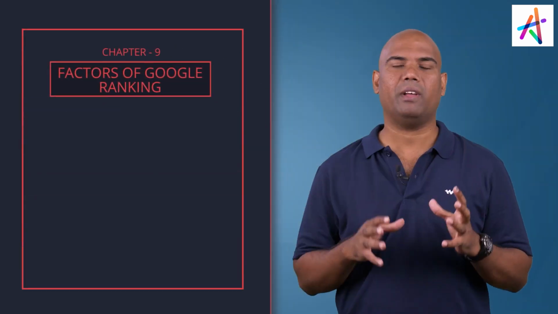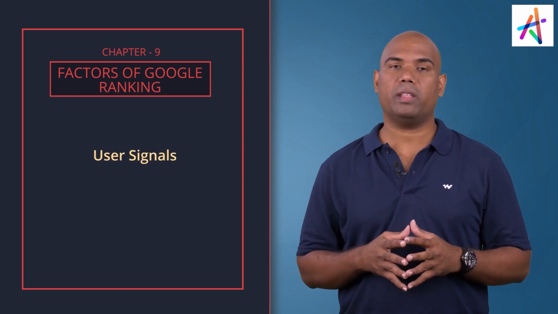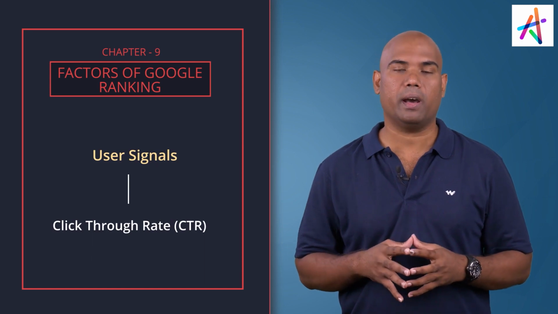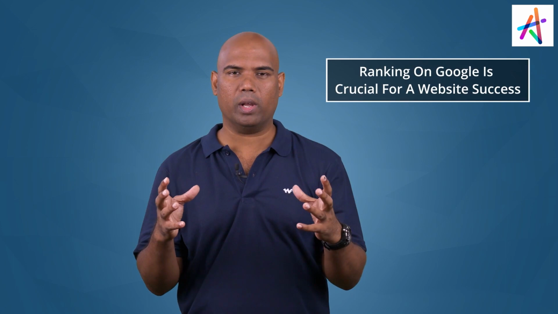Now, in this section, you're going to learn about some of the lesser known factors that are going to have a huge impact on your ranking on Google. One of them is called the user signals, the click-through rate or CTR. Now, when I search for something like how to prepare pizza at home, for example, that's a search query, there are 10 organic results that you're going to see on the Google search engine results page. Most people want to click through on the first few results, and that's why ranking on Google is so crucial for your website success.